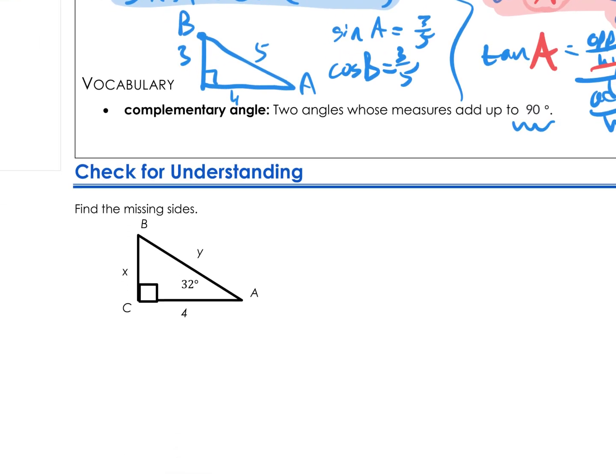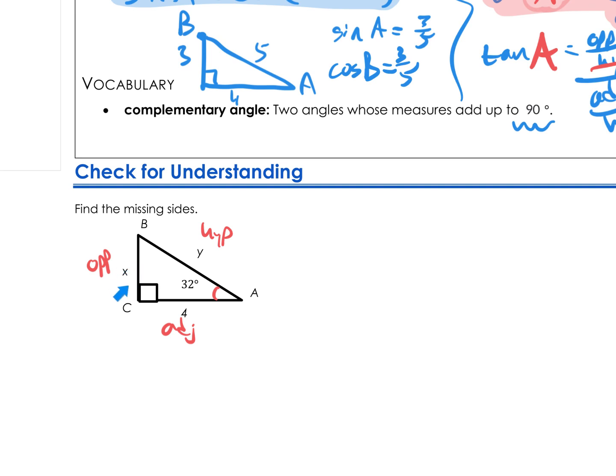All right, well, let's practice a little bit here. Let's find some missing sides here. So if you want to pause it, you can try that out with us. Let's see what we got. So here we've got this angle 32 that we know. And let's identify the sides. This is the opposite leg, this X over here. This is the adjacent leg. And this longest one is the hypotenuse, that is Y right now.